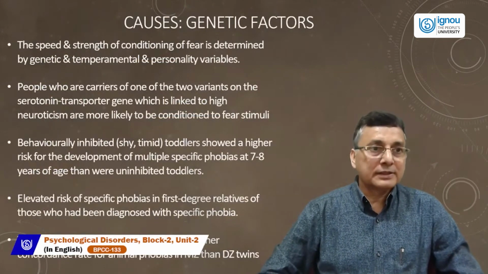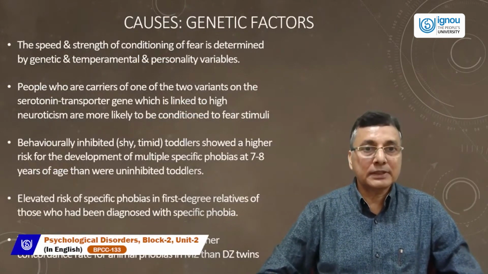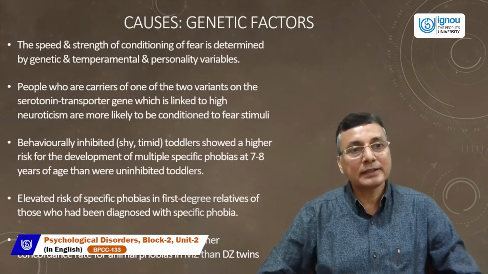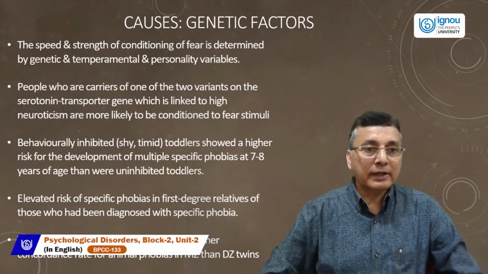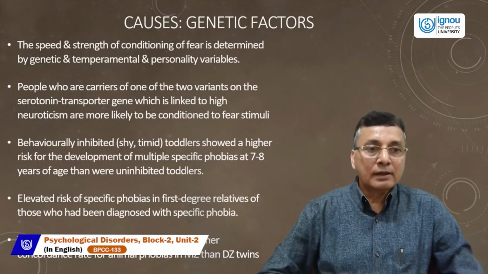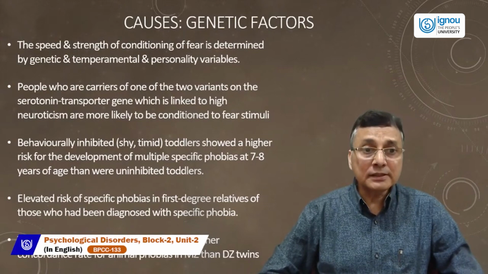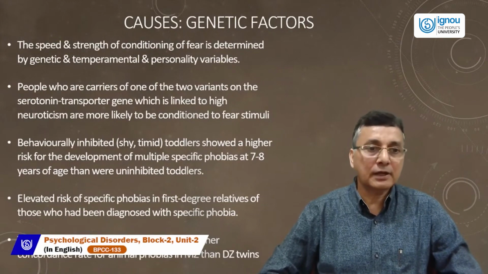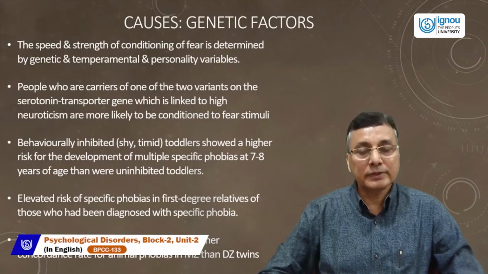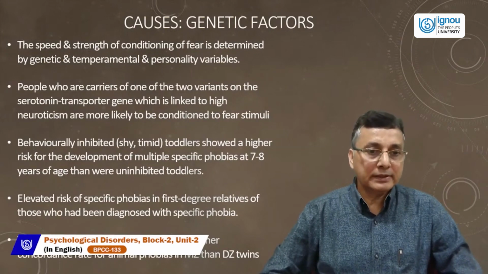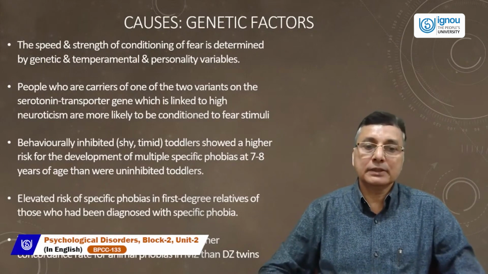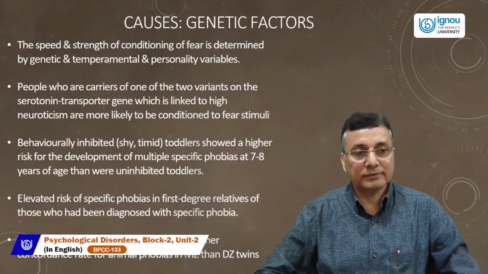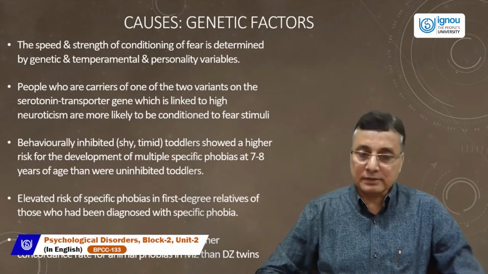So, genetic factors. The speed and strength of conditioning of fear is determined by genetic and temperamental as well as personality variables. People who are carriers of one of the two variants on the serotonin transporter gene, which is linked to high neuroticism, are more likely to be conditioned to fear stimuli. Behaviorally inhibited, shy or timid toddlers showed a higher risk for the development of multiple specific phobias at 7-8 years of age than were uninhibited toddlers.